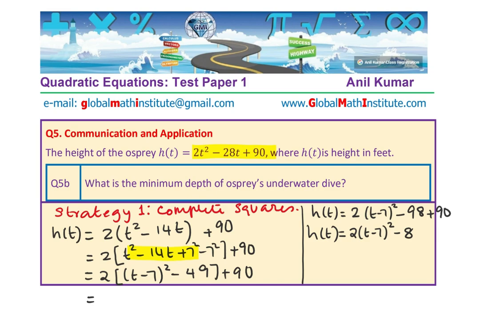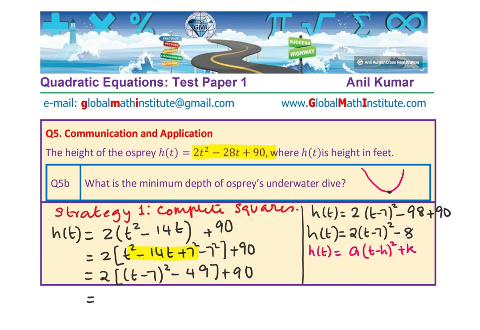You can also attribute this to the standard vertex form, which is h of t equals a times (t minus h) whole squared plus k. Perfect, the part which we added. Now this gives you the significance that since it is a positive parabola with a positive leading coefficient, the graph will be like this, right? So it hits the minimum, and that is underwater.